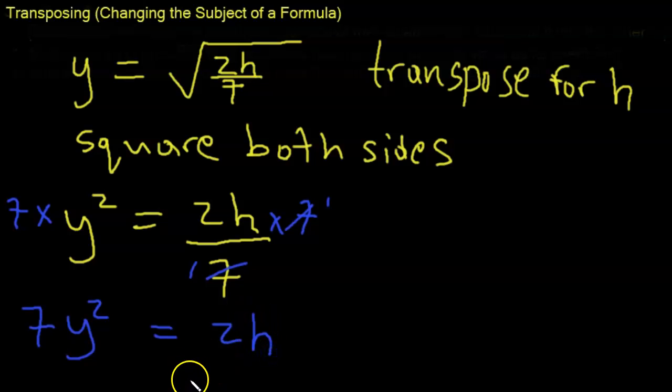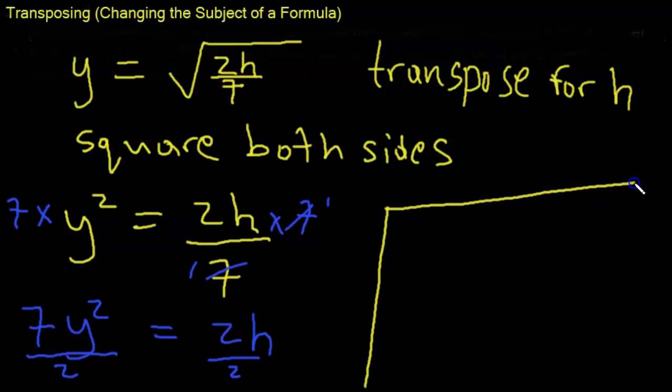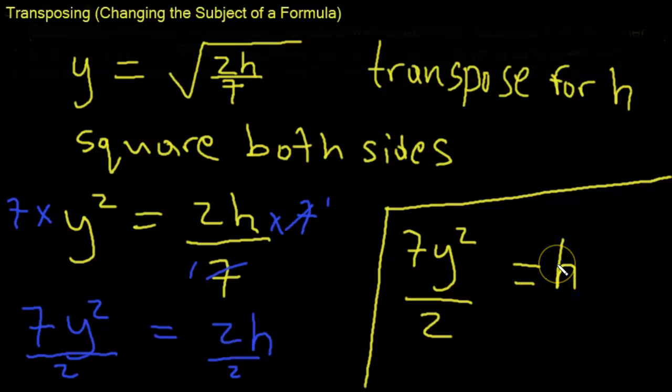Remember we are transposing for h. So we need to get rid of this 2. So we can divide both sides by 2. So what we have here now is on the left hand side 7y squared over 2. And on the right hand side, 2 into 2 is 1, so it's just 1h. And there you have it. Problem solved.